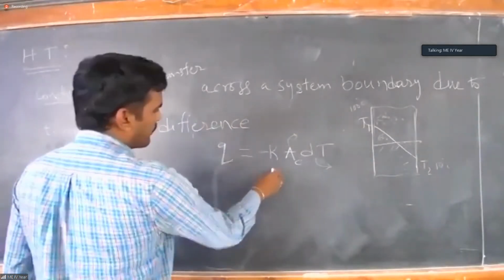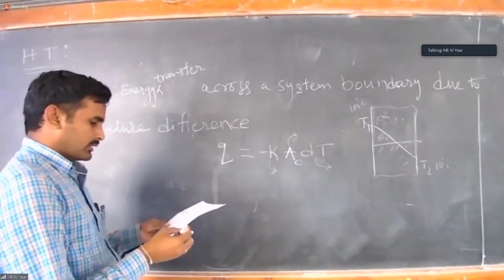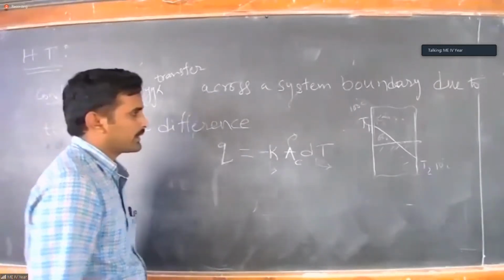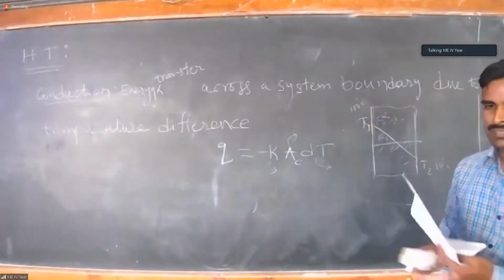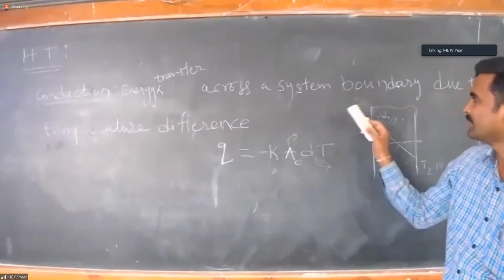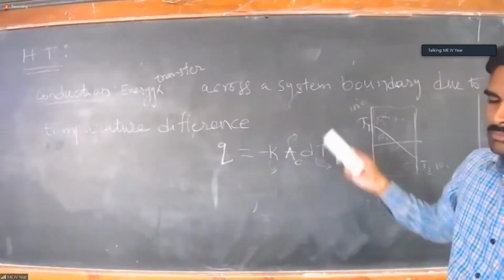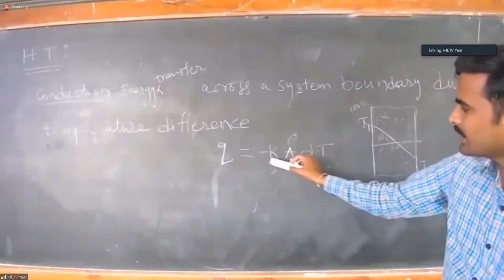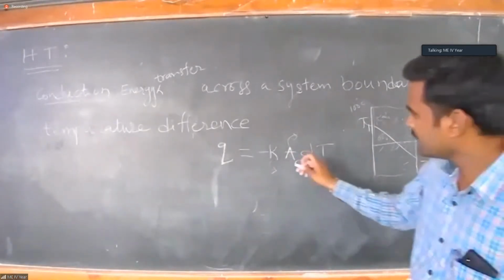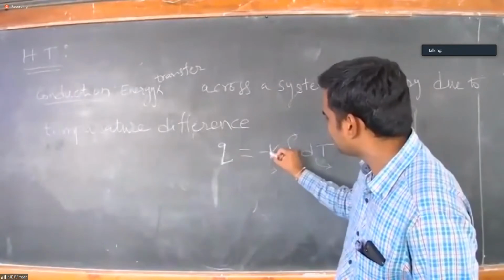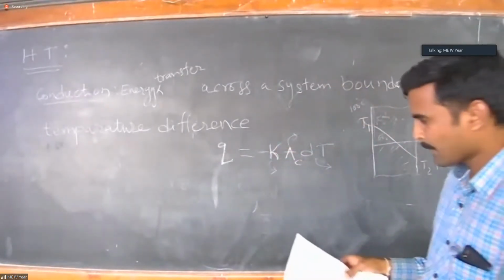And the conductivity is a thermodynamic property of the material. So every material, suppose this wood has some thermal conductivity value, and some iron rod will have a different thermal conductivity value. So it is fixed for a system. Okay, the thermodynamic property of a system.